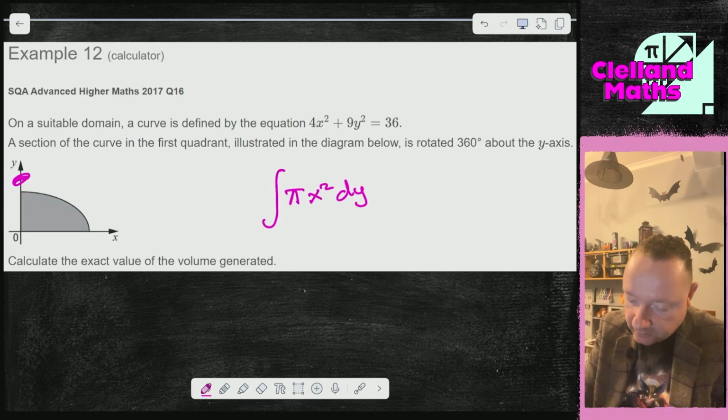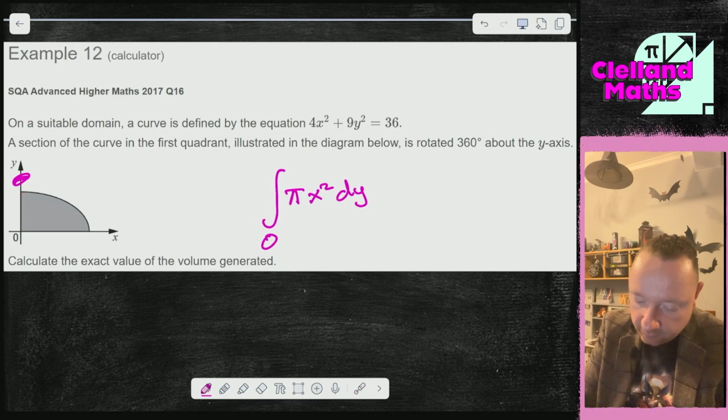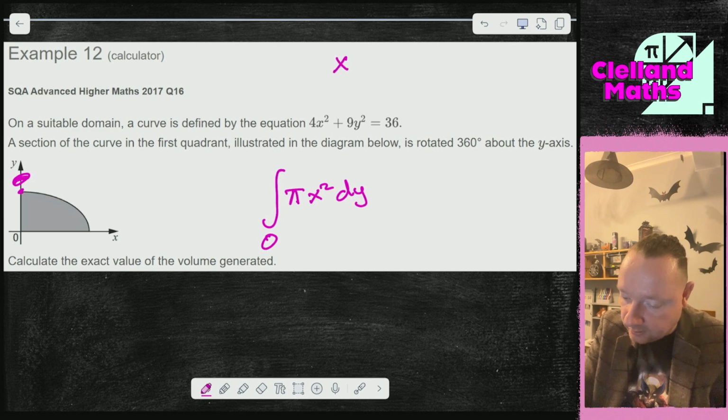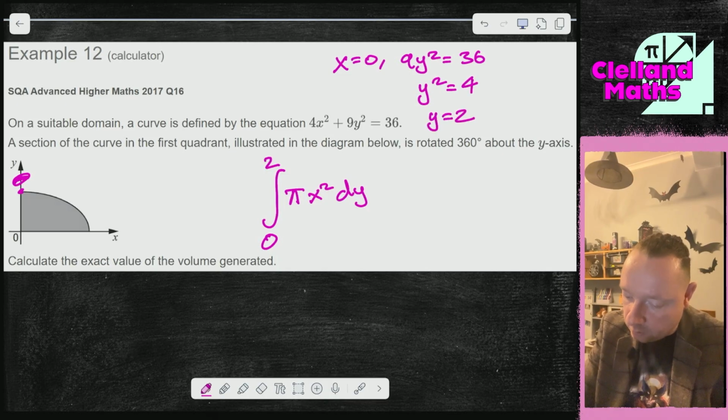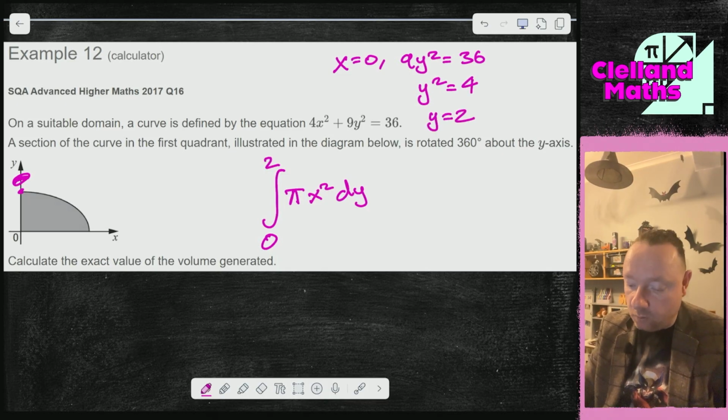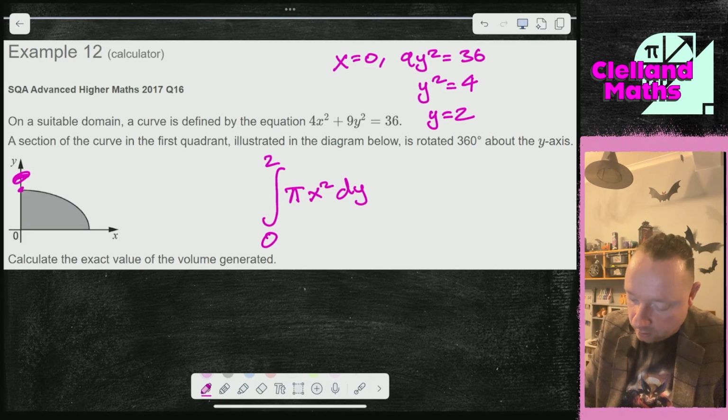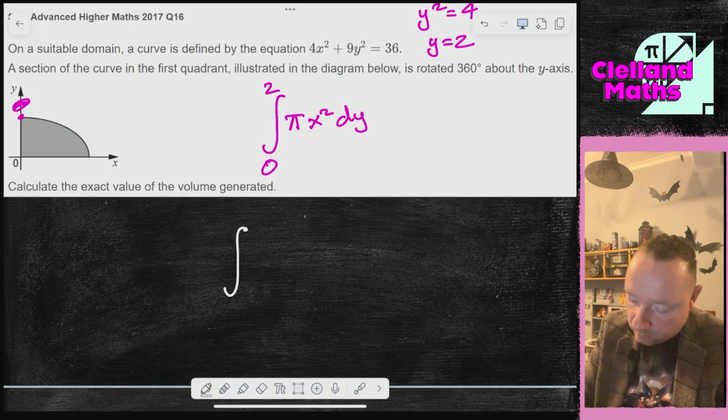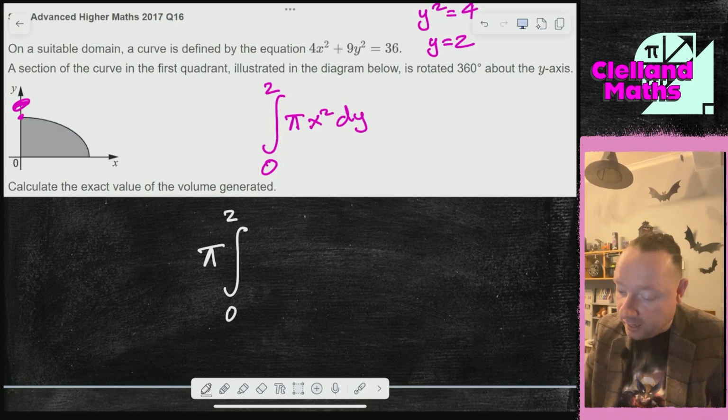So we've got when y is 0, and then when x is 0. So when x is 0, we get 9y squared equals 36. So y squared equals 4, so y must be 2. The integral between 0 and 2 of pi x squared dy. So let's just work on that. So that's the integral between 0 and 2. I'll take my pi out because there's no need, it's a constant.